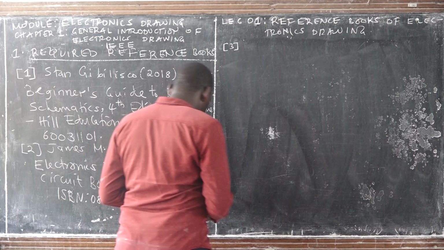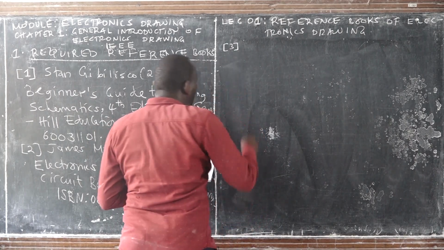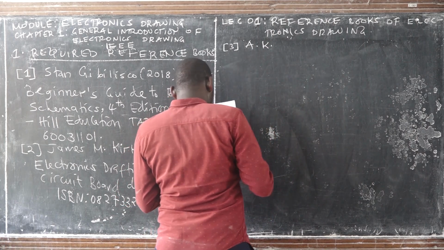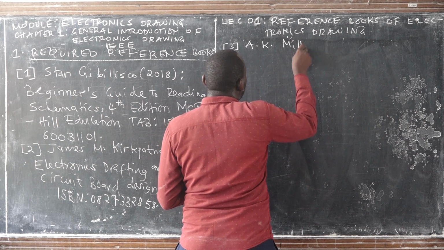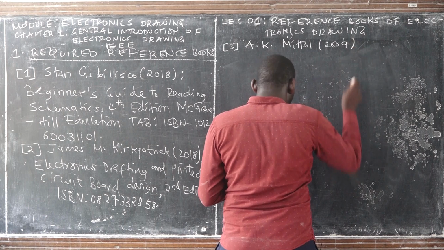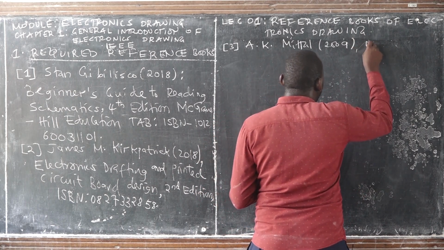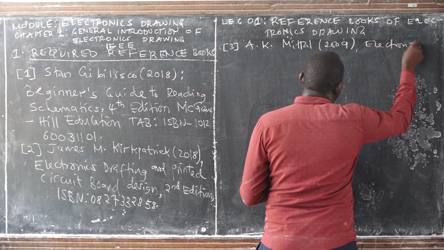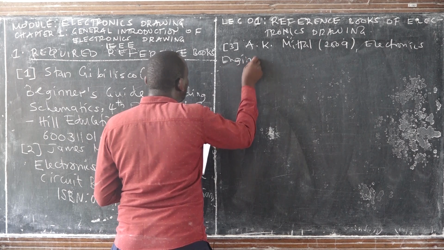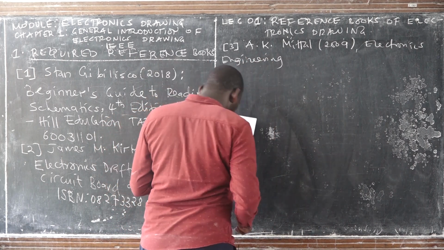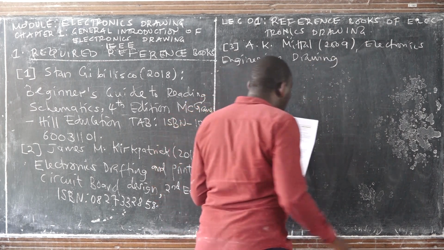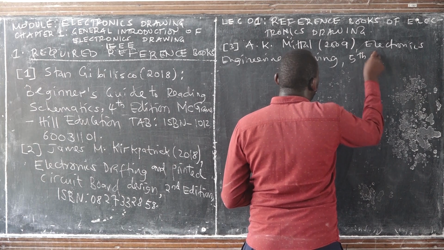the study reference or required reference book is by A.K. Metal, 2009. The name of the book is Electronics Engineering Drawing. Engineering Drawing, and it's the 5th edition.